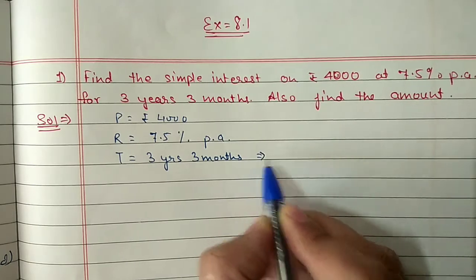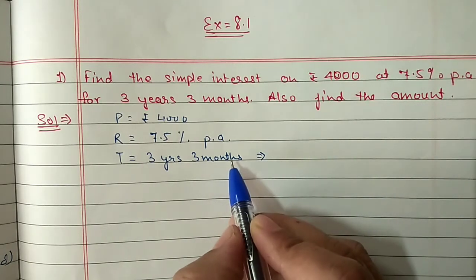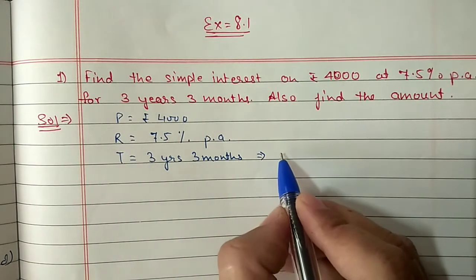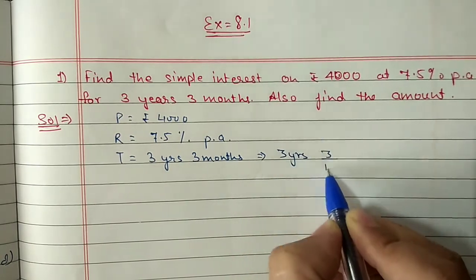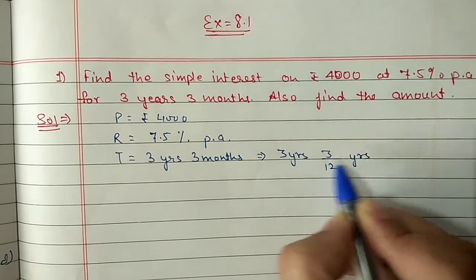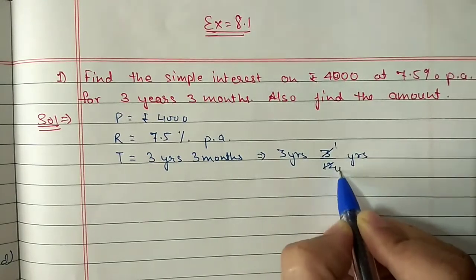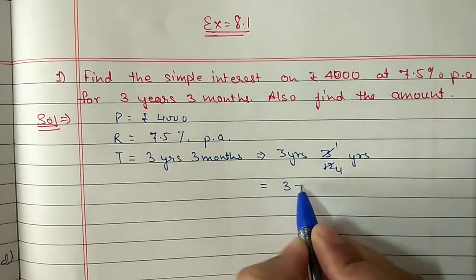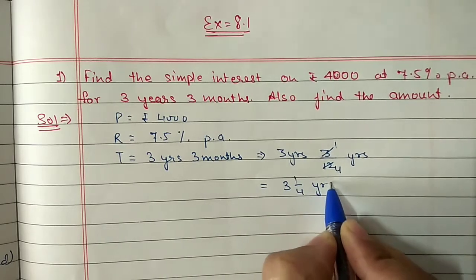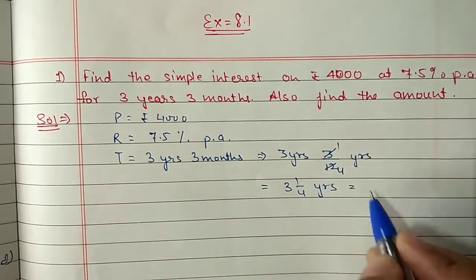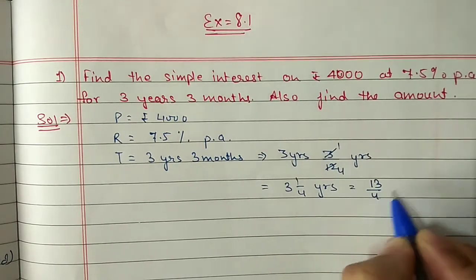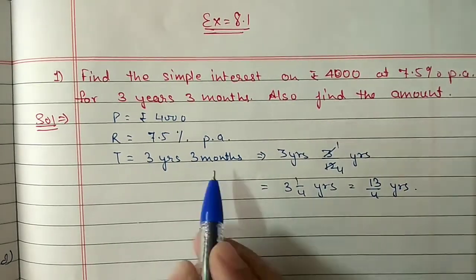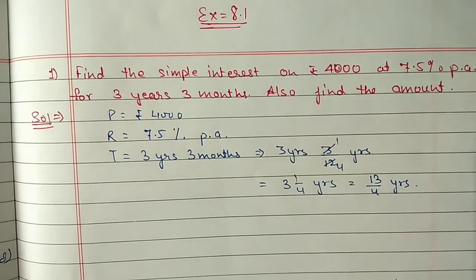And we know 1 year has 12 months. So to convert months into years, we will divide by 12. So 3 months is equal to 3 by 12 years. And you can cancel: 3 ones are 3 and 3 fours are 12. So you can write it as 3 whole number 1 by 4 years. Change into an improper fraction: 3 fours are 12, plus 1, 13 by 4 years. Like this you have to change time into years.